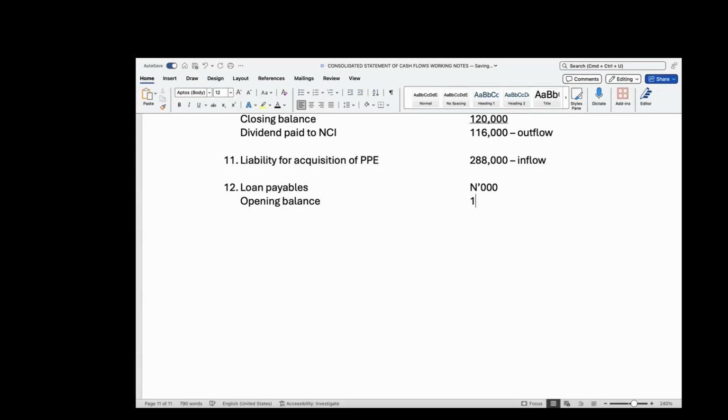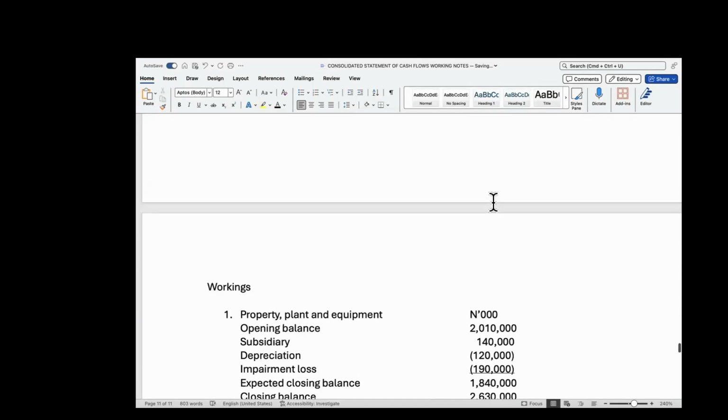New balance. Closing balance. So this is an increase in loan. How much is this? What's the difference? 132, sir. 132. This is an inflow because I'm taking loans. This is an inflow.